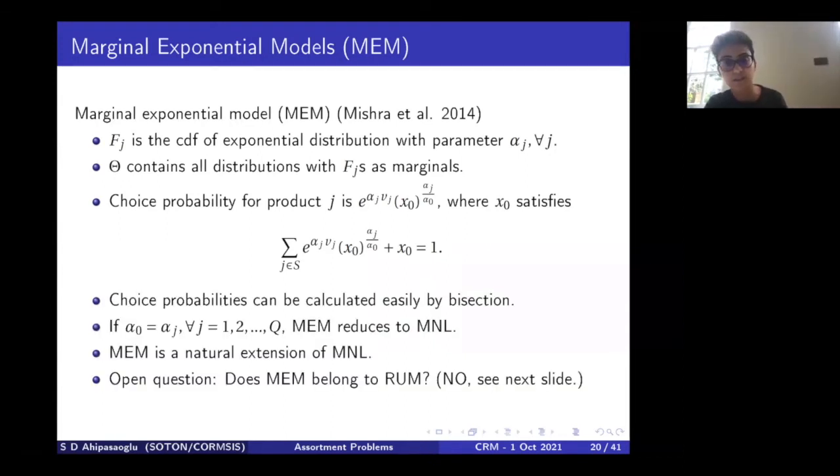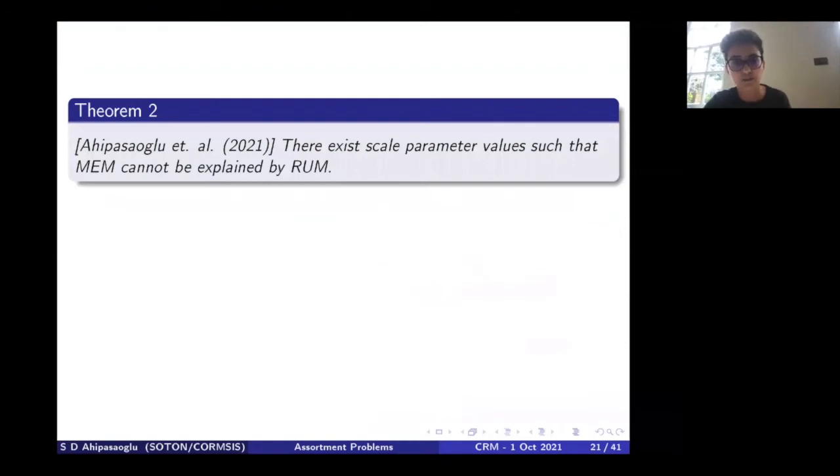If you set all of the alpha j's to be equal to each other, then we would get the MNL model. So it is a very natural extension, as I said before. Interestingly, it was an open question in literature whether this simple MEM model has an RUM representation or not. And recently we have shown that there is no distribution that would give this model back. So it is not an RUM model, but it is in the family of models that are beyond the RUM models, which was an interesting technical result.